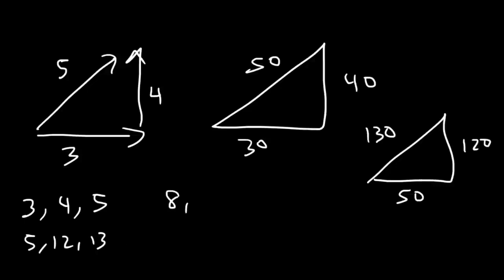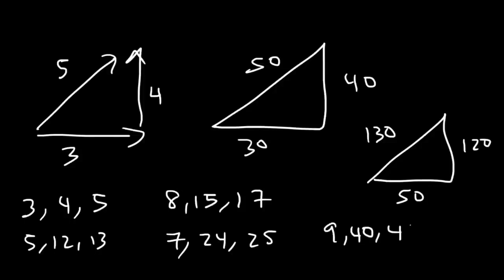The next one is the 8, 15, 17 right triangle. And then the 7, 24, 25 right triangle. Those are the most common ones that you may encounter. Some other rare ones you might see is the 9, 40, 41 triangle and the 11, 60, 61. Other than that, I doubt you'll see anything else.